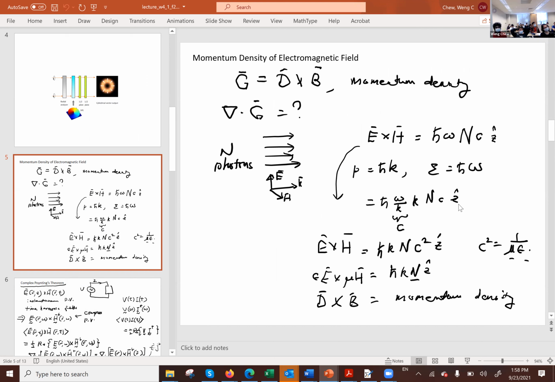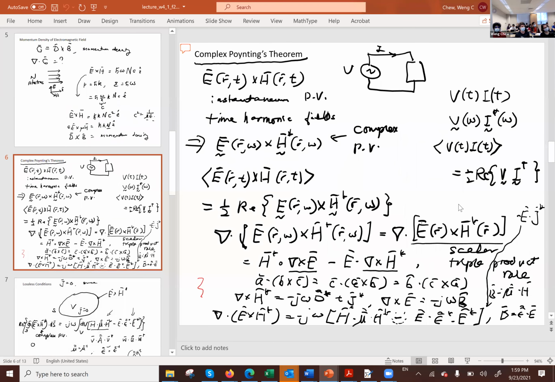A photon, a light wave, carries linear momentum as well as angular momentum because the photon rotates. And the angular momentum can be just due to the polarization alone. It can be due to the wave function that rotates with it, which we call the orbital angular momentum. So then we went and studied the complex Poynting theorem. The instantaneous Poynting theorem we studied before, in the previous lecture. And we also studied power flow quite a bit.